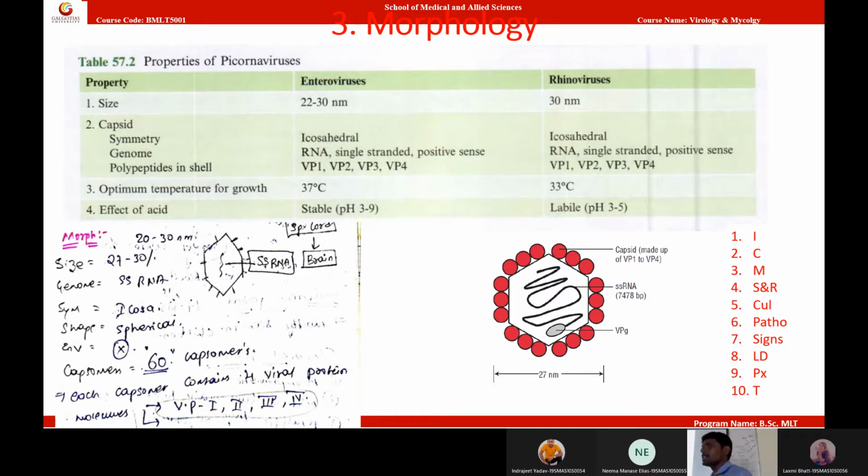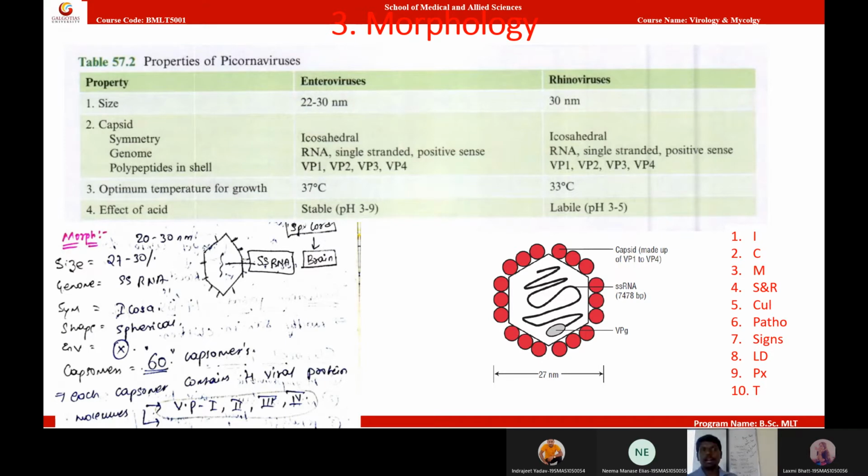Envelope is absent. Okay, I just got envelope. Then capsomers. There are 60 capsomers. This is the same for polio also. 60 capsomers are present. The virus specific proteins you already wrote, VP1, 2, 3, 4. Okay.